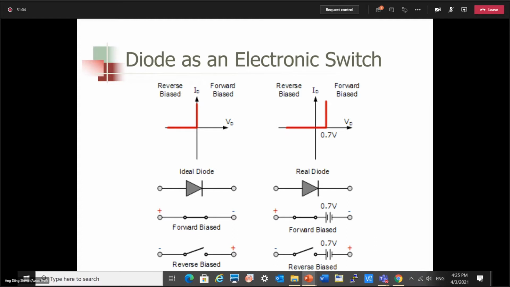Now, the next application is electronic switch. You can use a diode as an electronic switch. This is quite easy to understand based on the electrical behavior of the diode. Essentially, it allows current to flow easily in one direction, but not in the other. When you apply a small positive voltage, the diode will turn on, as though a switch has been turned on. And if you reverse the polarity of the applied voltage, the diode turns off and does not allow current to flow. Electronic switch.